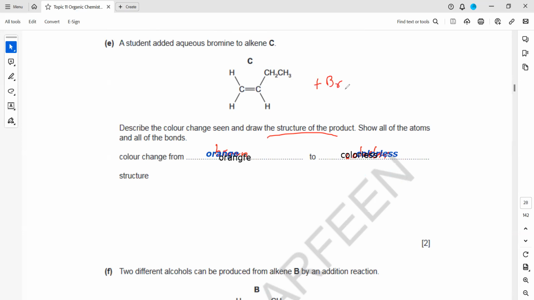So if I add Br2 to this, what will happen? The double bond will turn into a single bond and bromine is added to both carbons. So what will the product be? We break the double bond. We can draw it as it is, but we have to show all the bonds and all the atoms. So I'm not supposed to write CH2 and CH3 here; I have to show that they are bonded. So this will be CH2 and this will be CH3.